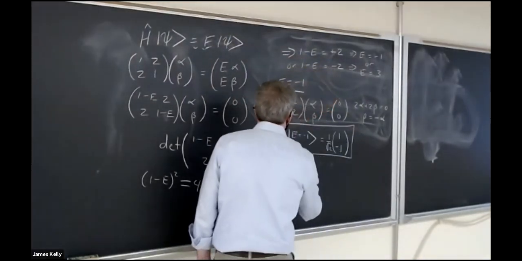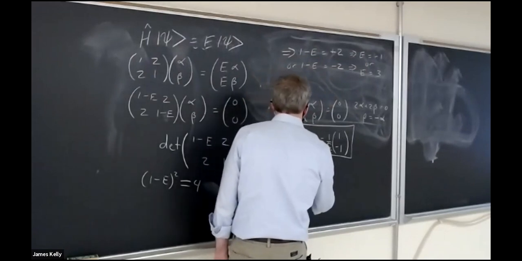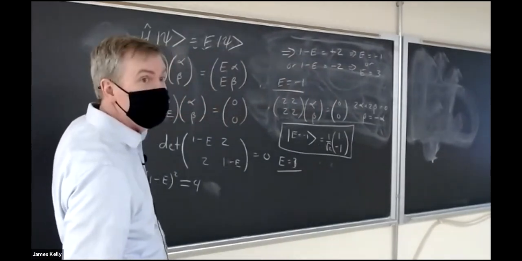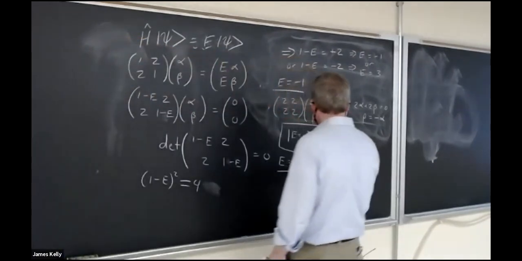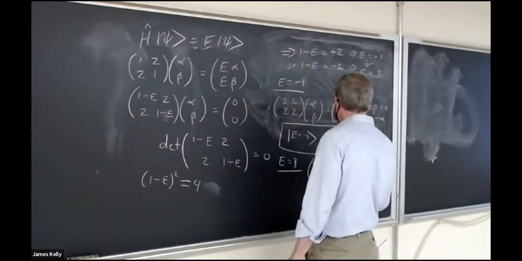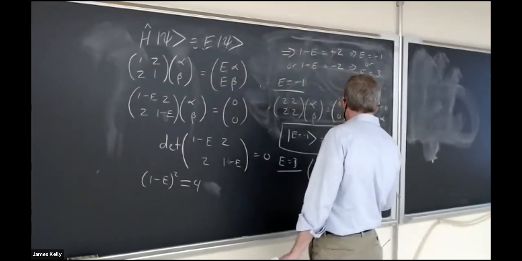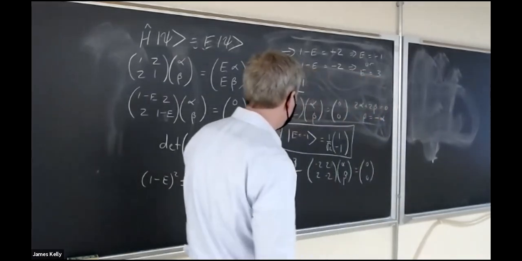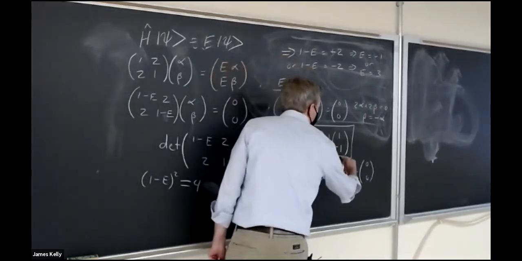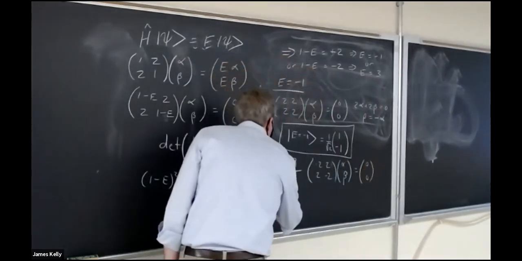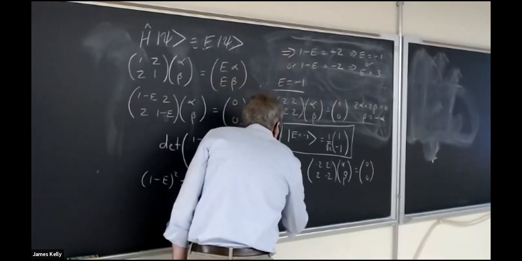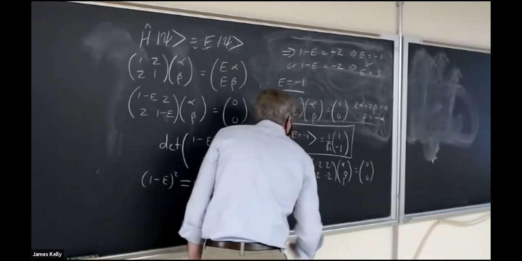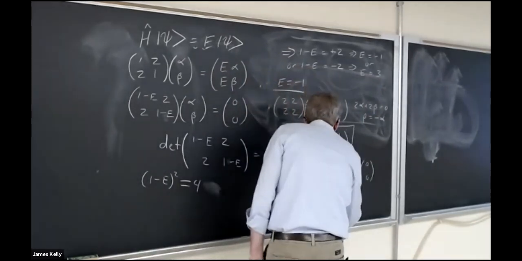Then I do it for the second one. So let's just run it through. E equals 3. Okay. Taking this equation, when E equals 3, I get a -2 there and a -2 there. So that looks like this: -2, 2, 2, -2, alpha, beta equals 0, 0. And again, the two equations are the same. If I just write down this one times this one gives 0, that gives me -2 alpha plus 2 beta equals 0. And that's telling me that alpha equals beta.